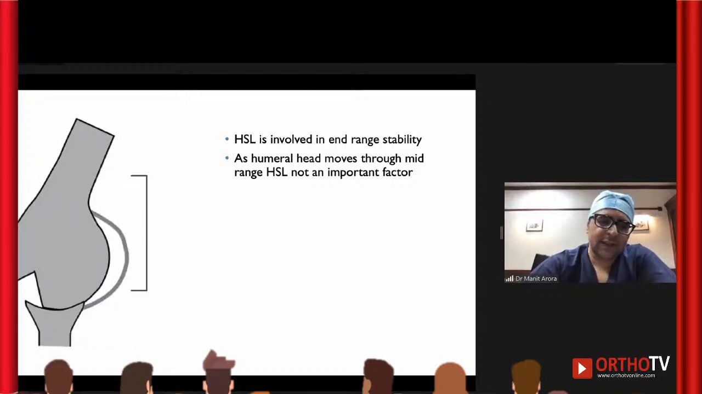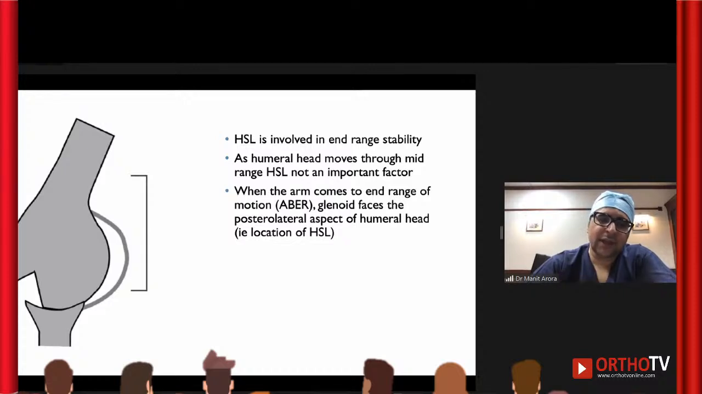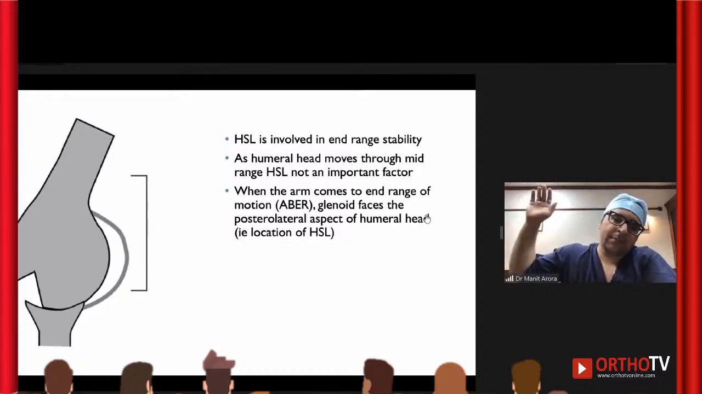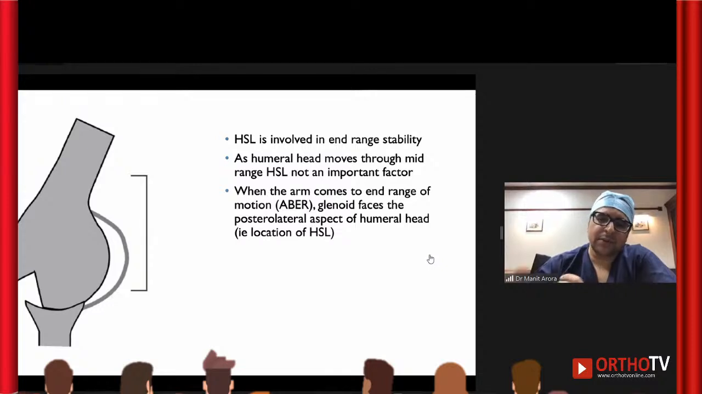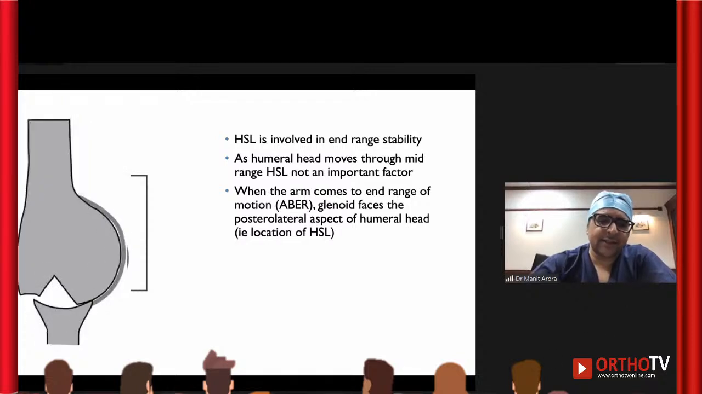So you can see here, this is the Hill-Sachs defect on the humerus. This is the glenoid, and you can see the capsule is lax. So we're in the mid-range of movement. In this position, the Hill-Sachs really doesn't have any role to play in stability. When the arm comes to the end range of motion, in that abduction external rotation position, the posterior lateral aspect of the humeral head will come and face towards the glenoid. You can see here the capsule becomes tight. We end up in that end range of motion.